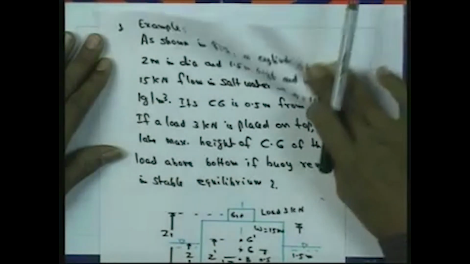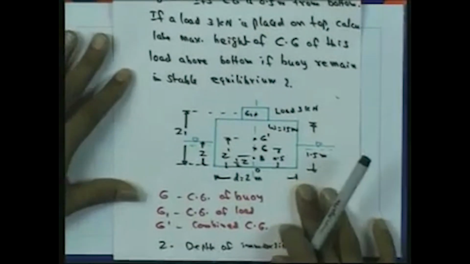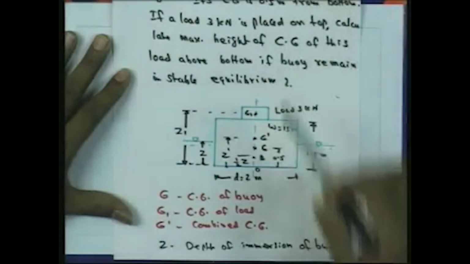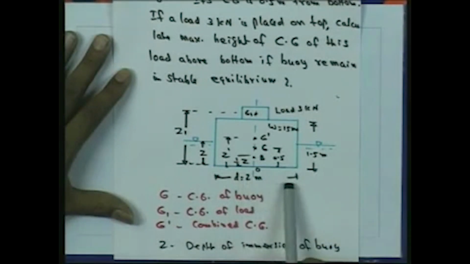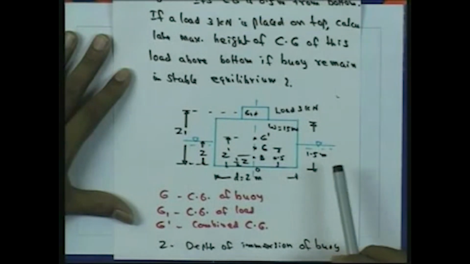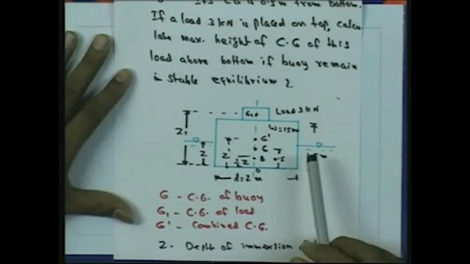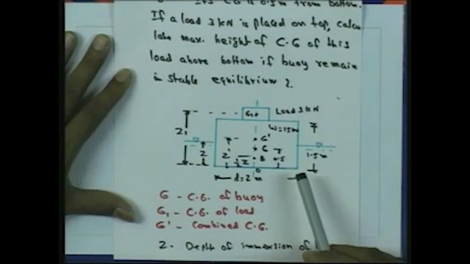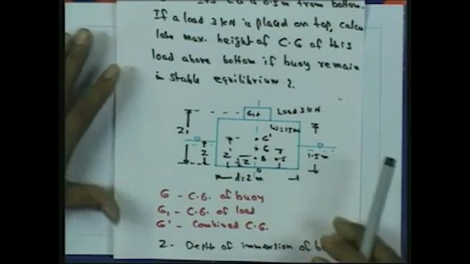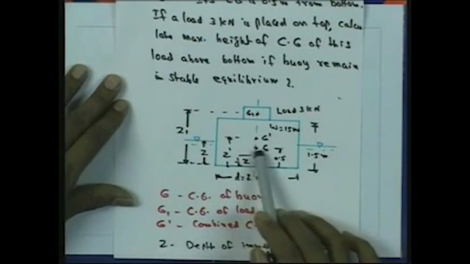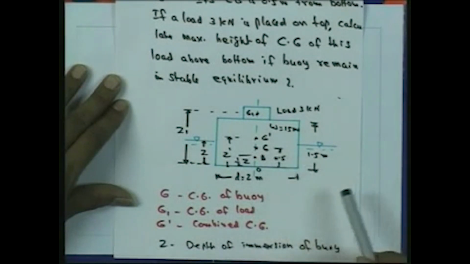So here a buoy is there as shown in this figure. It is cylindrical in shape, its diameter is 2 meter and its height is 1.5 meter, and it weighs 15 kilonewton. It is floating on salt water of density 1025 kilogram per meter cube, and initially it is stable. Its center of gravity is G, and it is 0.5 meter from the bottom.